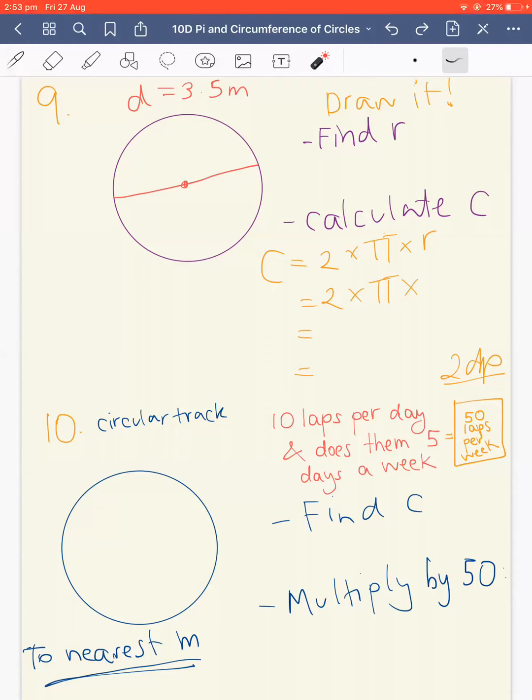Just to walk through the last couple of questions that weren't in the last video. So question 9, what you are doing for question 9, start off by actually drawing your circle and adding the information in that you can. So we're told the diameter is 3.5 meters, which means this entire thing across the circle is 3.5 meters.